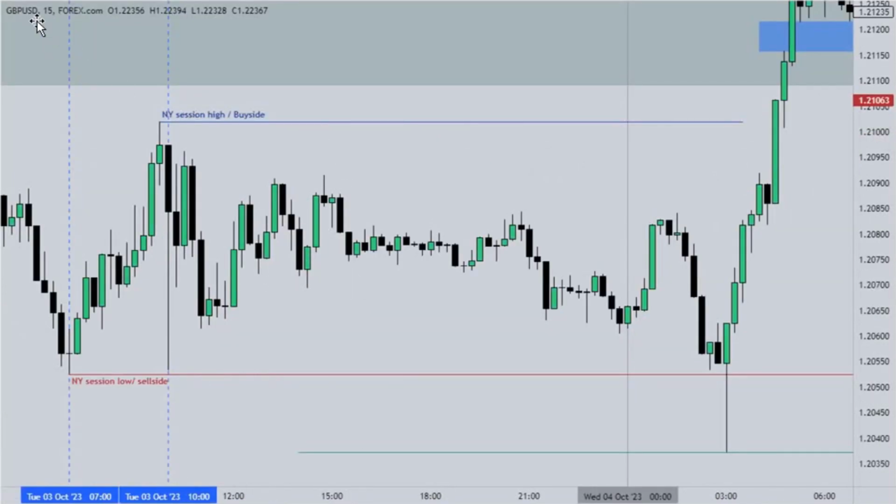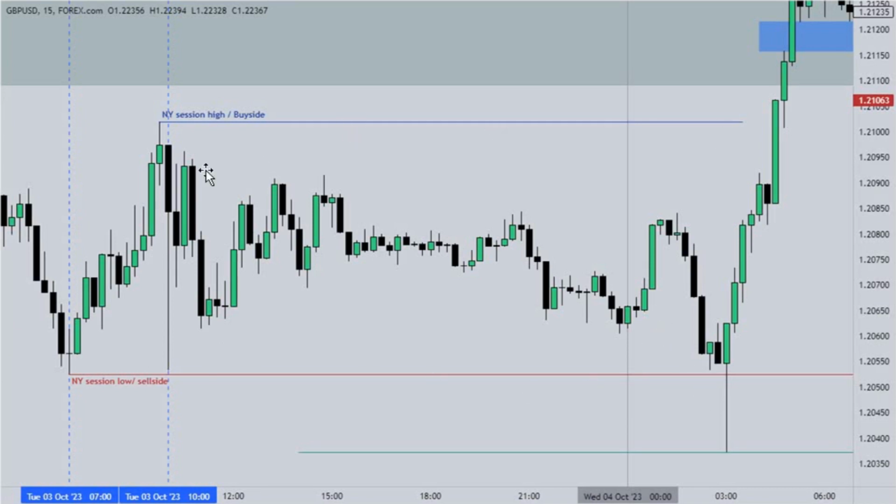Another example on 15-minute chart on GBP USDT. So here is the New York session low, and here is the New York session buy side. So you could see the timeline 7 to 10 a.m. So this spike didn't take the New York session low, but here at next day's London session, market took those low. What low? The New York session low of the previous day.